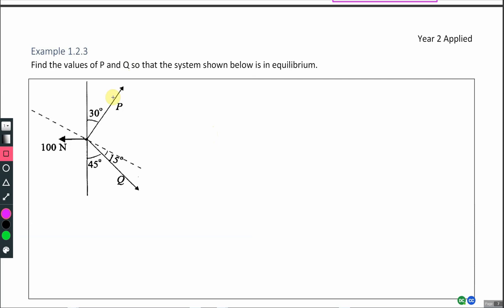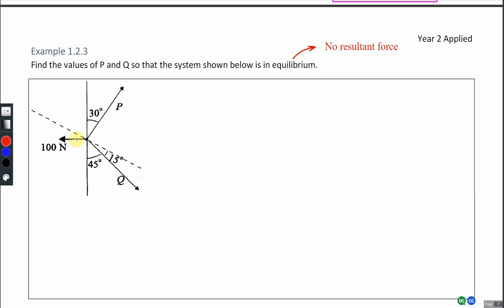In this example, we need to find the values of P and Q, which are two forces on the diagram, so that the system is in equilibrium. Well, we have three forces here: a P force, a Q force, and a 100 force as well. That's all, just three forces.